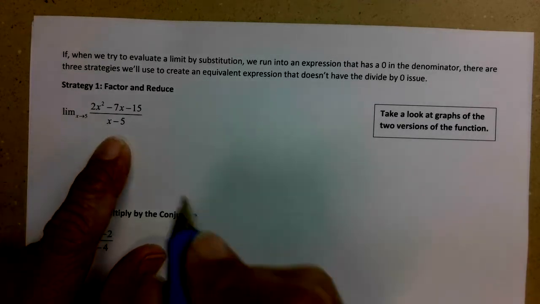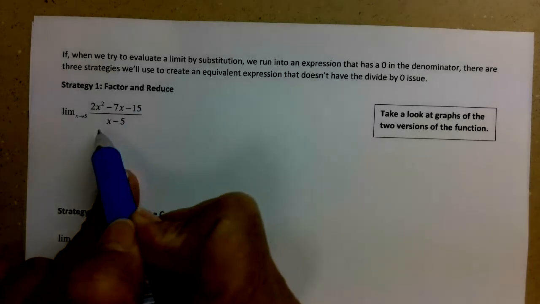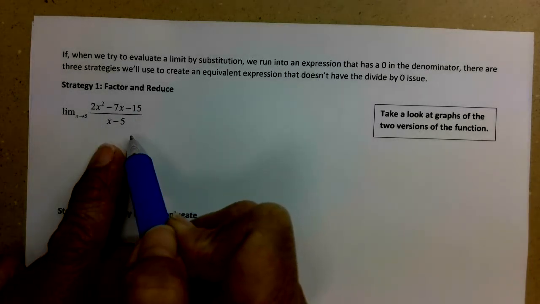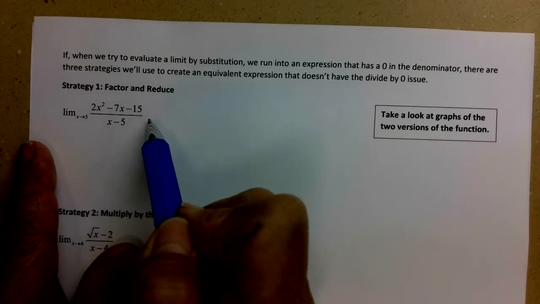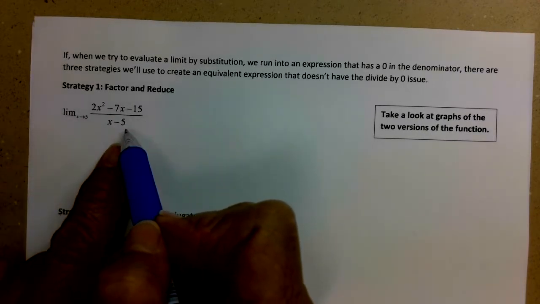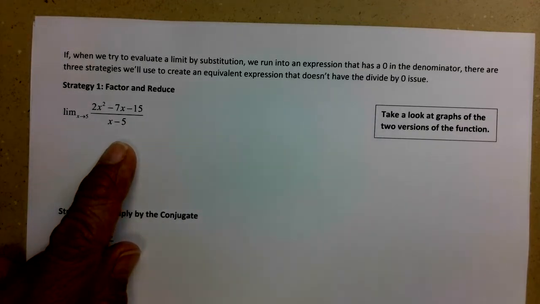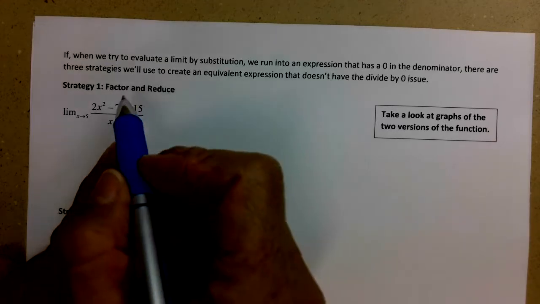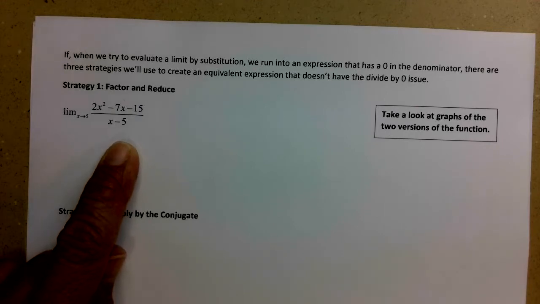So the first example I have, what's the limit as x approaches 5 of this rational expression? All right, so we try to plug in 5. I'm not sure what happens on the numerator because I'm being lazy, but I definitely get division by 0. That's going to be a problem. So what are we going to do? Well, the first thing we'll try is, can we factor and reduce this fraction? Can we reduce this rational function?